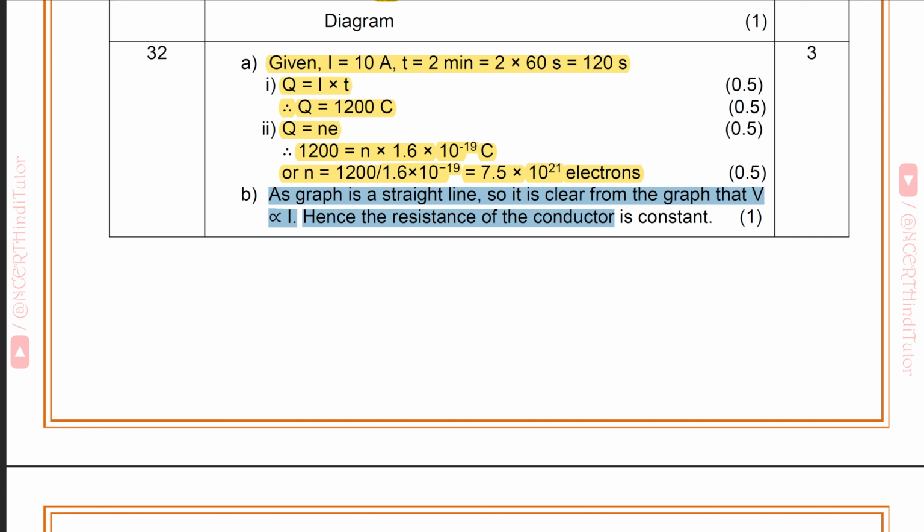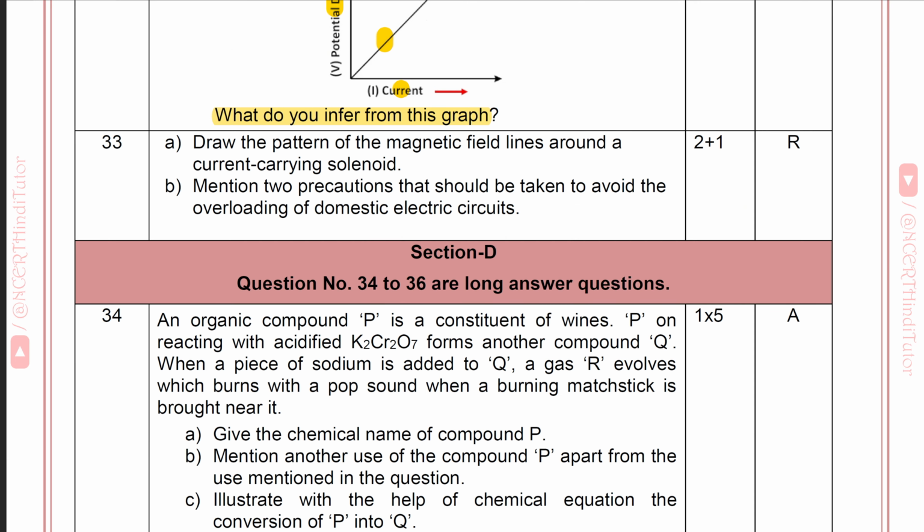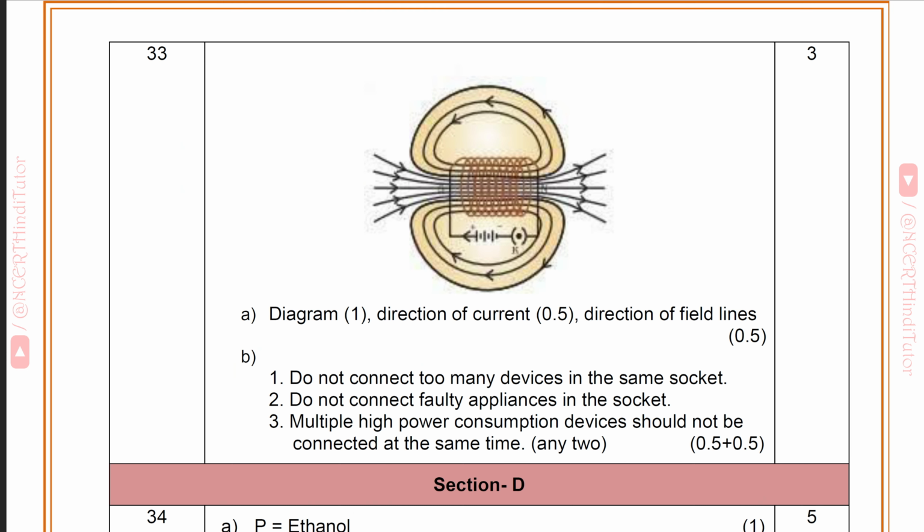Hence the resistance of the conductor is constant. Question 33a. Draw the pattern of the magnetic field lines around a current carrying solenoid. Answer. Here is the diagram and you can see the marking scheme. 1 mark for diagram, 0.5 marks for direction of current, and 0.5 marks for direction of field lines. So this is a solenoid, this is a battery. So these are the direction of magnetic field lines.